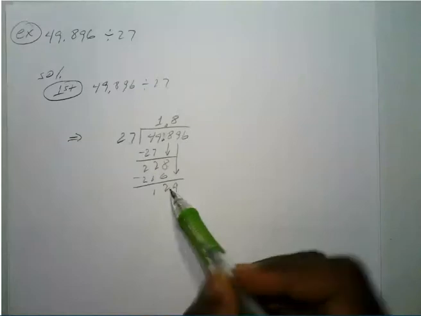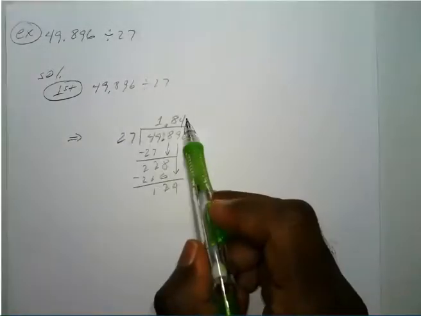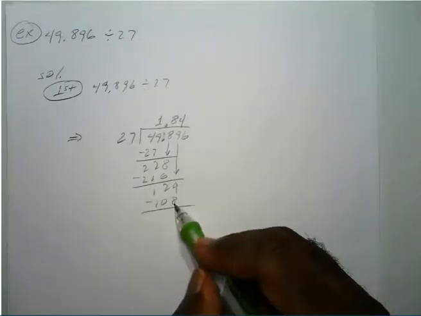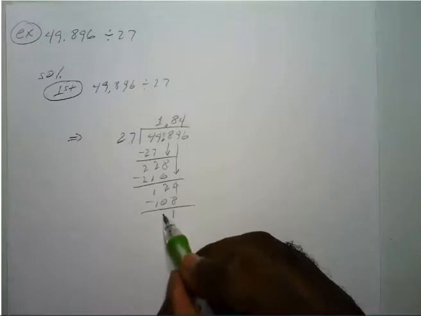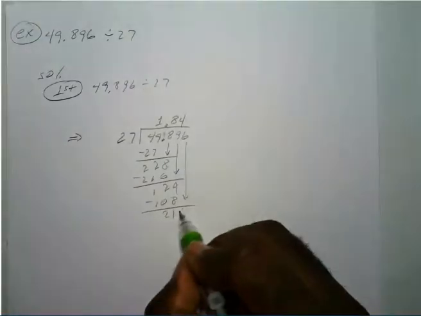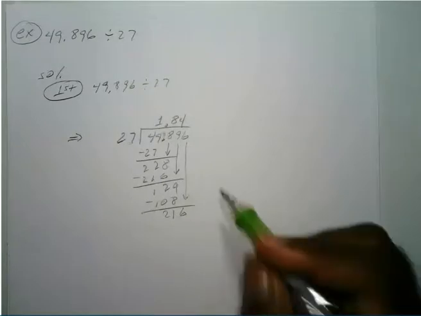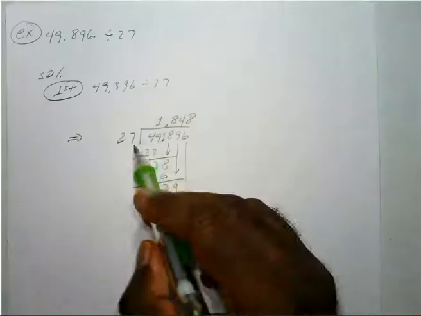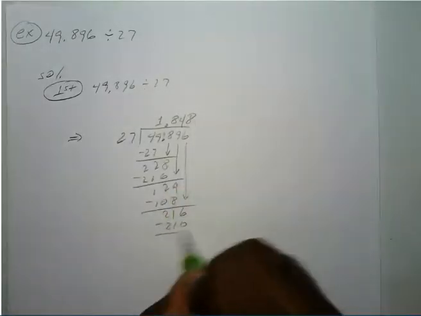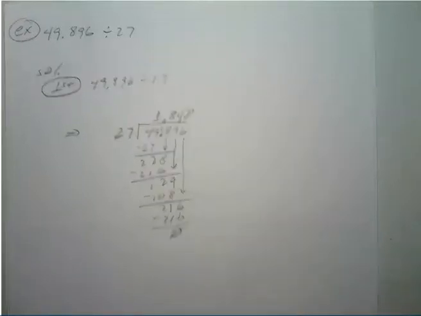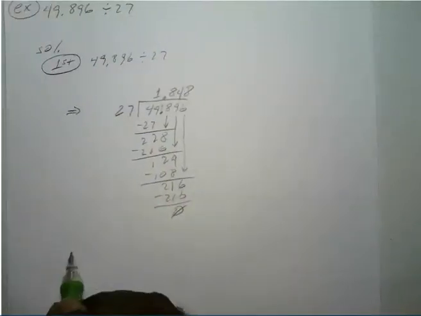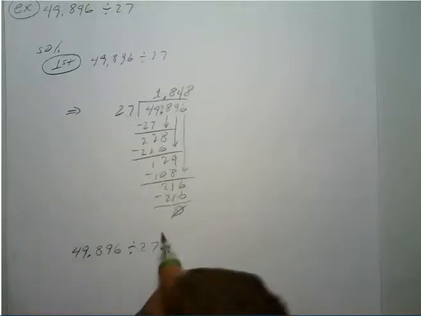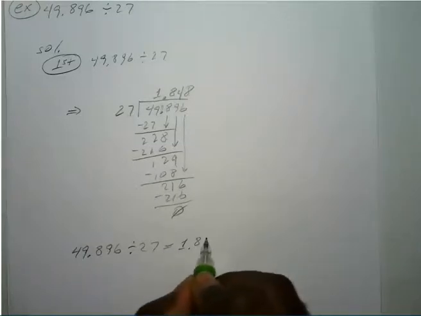27 goes into 129 4 times. 27 times 4 is 108. 9 minus 8 is 1. 2 minus 0 is 2. We bring down our 6. 27 goes into 216 8 times. 27 times 8 is 216, which gives us a remainder of 0. So that means 49.896 divided by 27 is equal to 1.848.